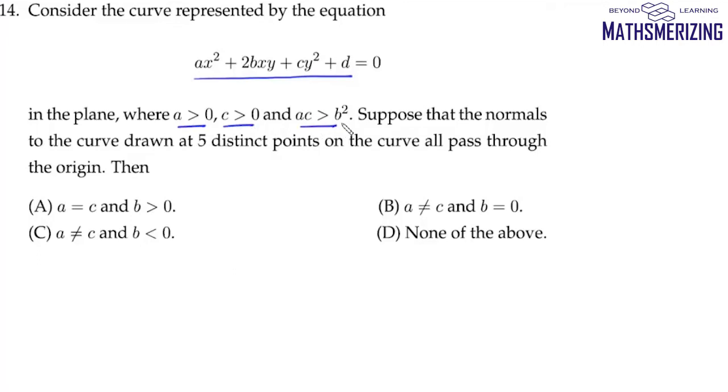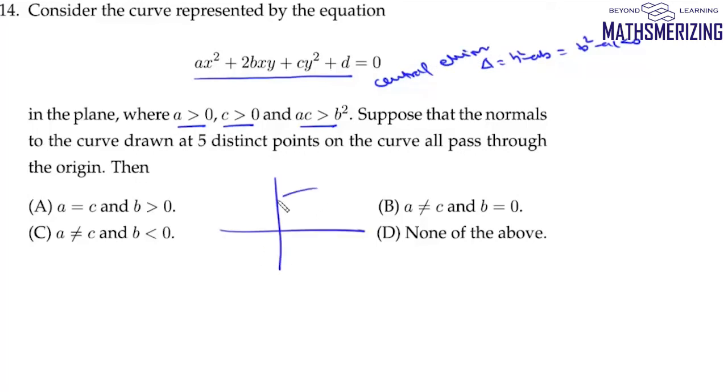Now for this question, if we find delta, which is h square minus ab, and h in this case is b, so b square minus ac is less than 0. So this equation actually represents a central ellipse, that is an ellipse whose center is at origin. Now it says, suppose that the normals to the curve drawn at 5 distinct points all pass through origin. So it says from the origin, 5 distinct normals can be drawn.